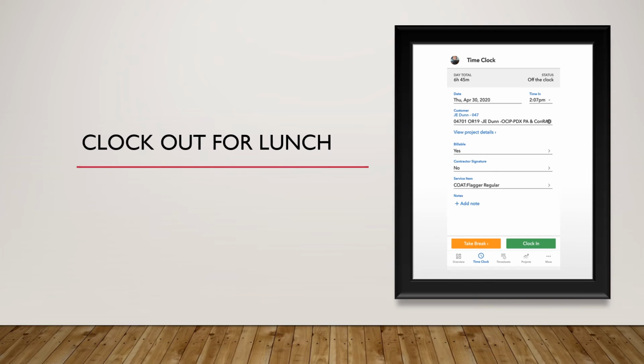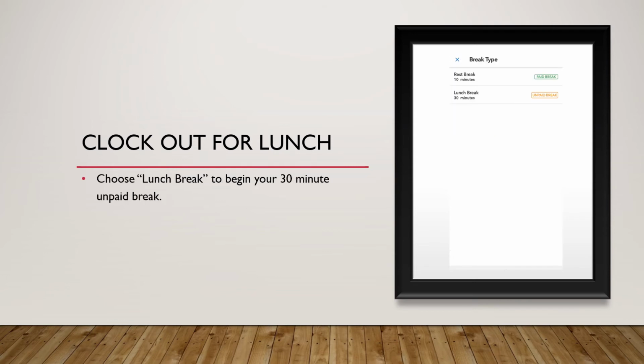Clocking out for your 30-minute unpaid lunch breaks begins with the same step as you took for your rest break. Tap on the yellow Take Break button from the time clock screen. Next, you will tap Lunch Break or Unpaid Break from your options.